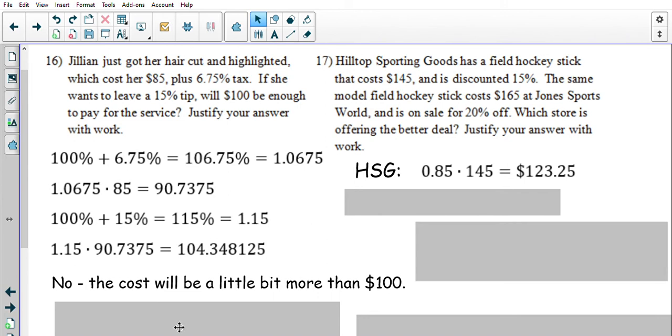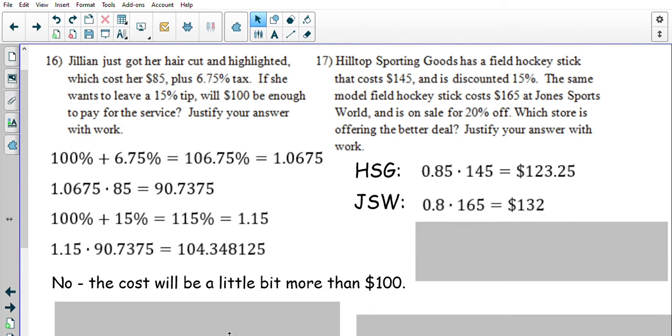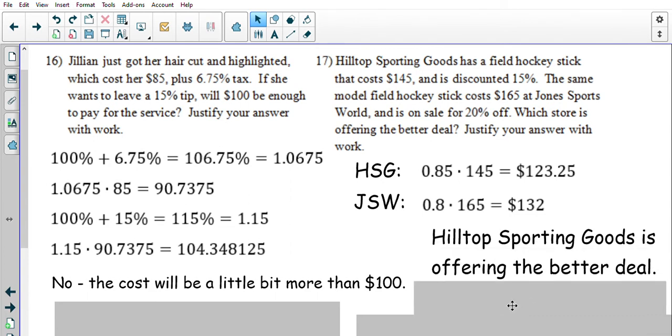You're going to pay $123.25 for that field hockey stick. It's going to be pretty hard to beat. Let's look at Jones Sports World. JSW here for Jones Sports World. 20% off is 0.8. So take 0.8 times 165 gets you $132. Clearly, the better deal here is going to be at Hilltop Sporting Goods, since it's about $9 cheaper. It's about a $9 difference.